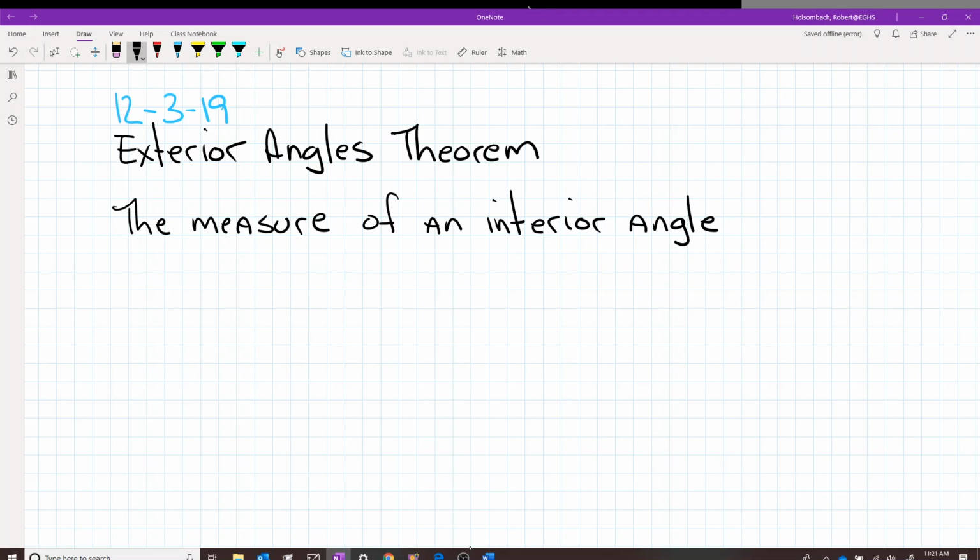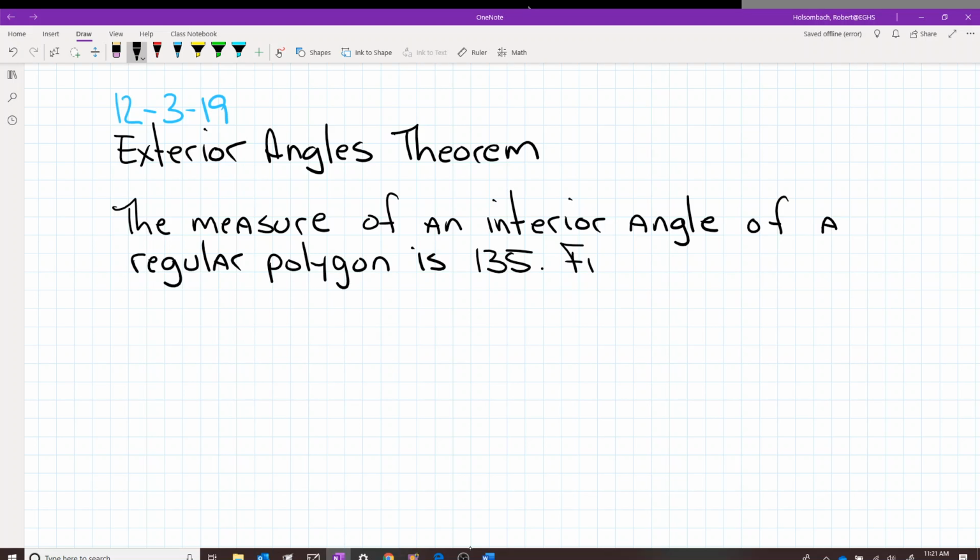The measure of an interior angle of a regular polygon is 135. The question is to find the number of sides. The measure of an interior angle of a regular polygon is 135. Find the number of sides.